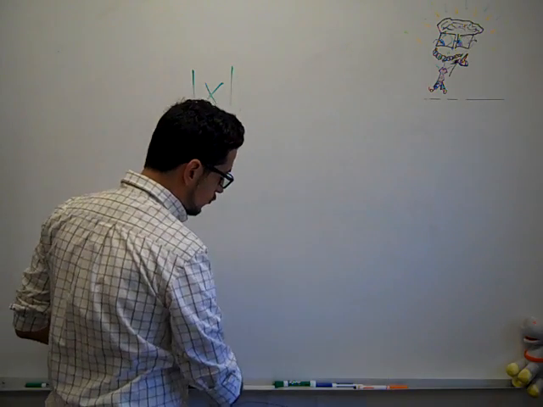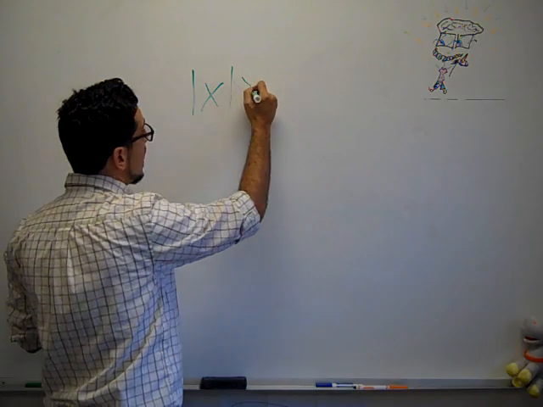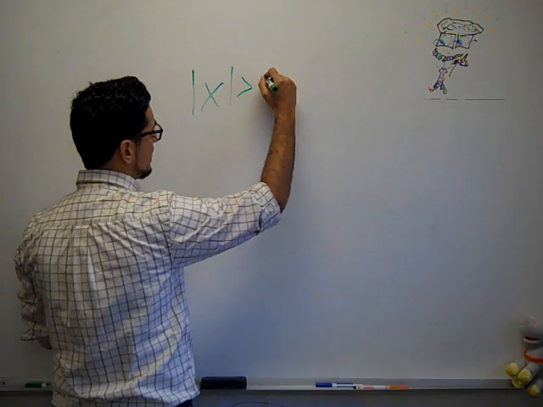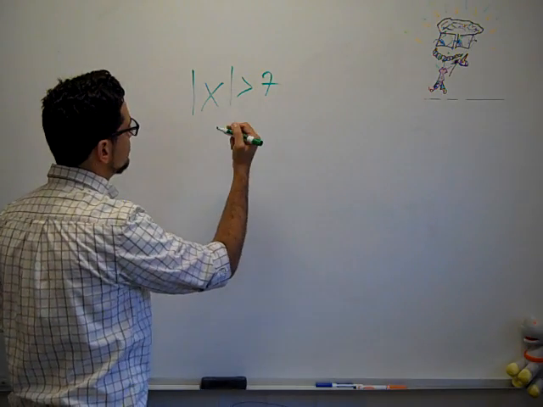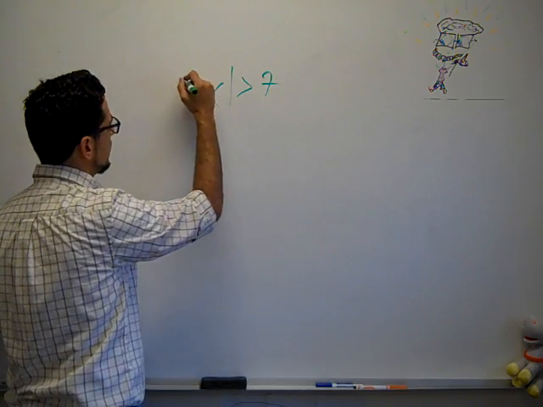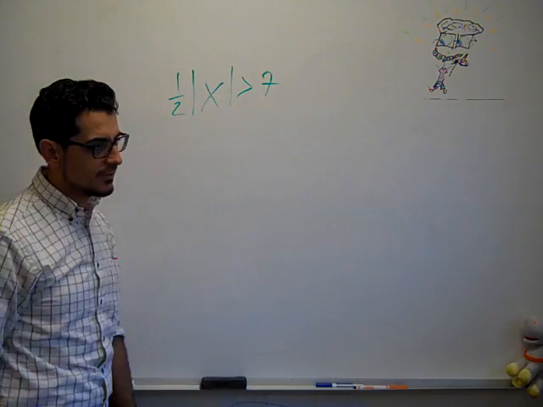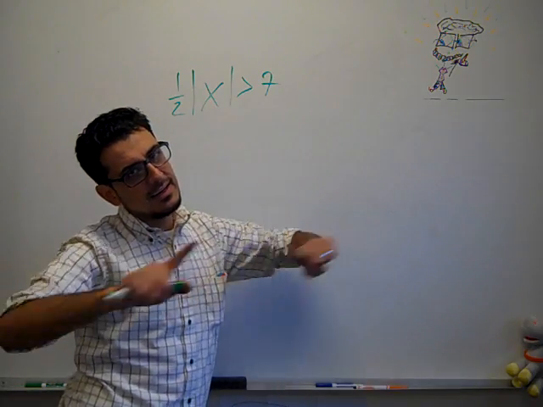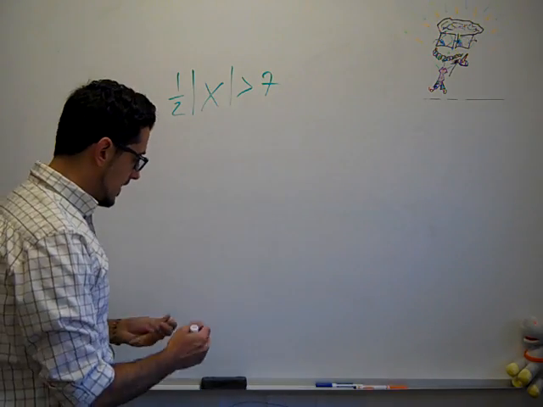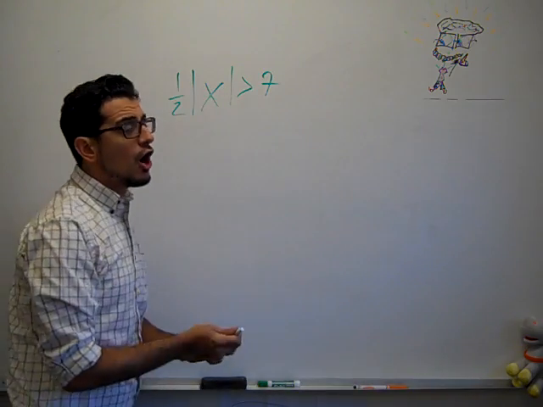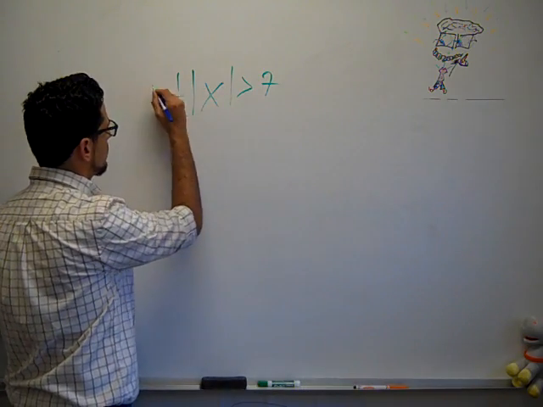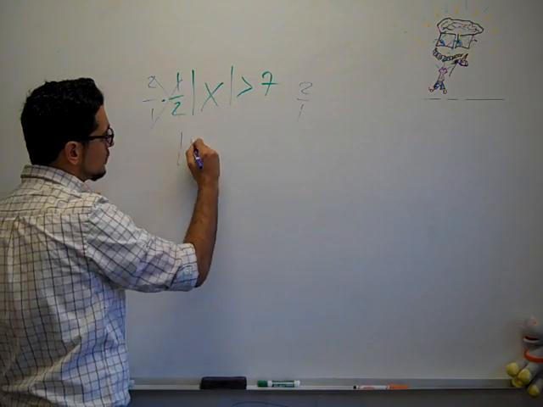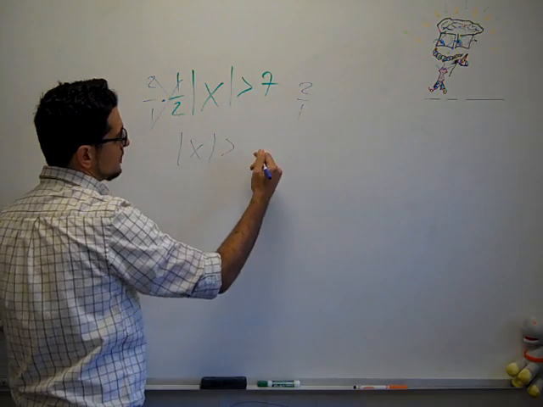Let's try one where the absolute value of 1/2 x is greater than 7. First of all, I have to isolate my absolute value. The first thing I would do is multiply by the reciprocal, 2 over 1, and I'd end up with the absolute value of x is greater than 7 times 2, which is 14.